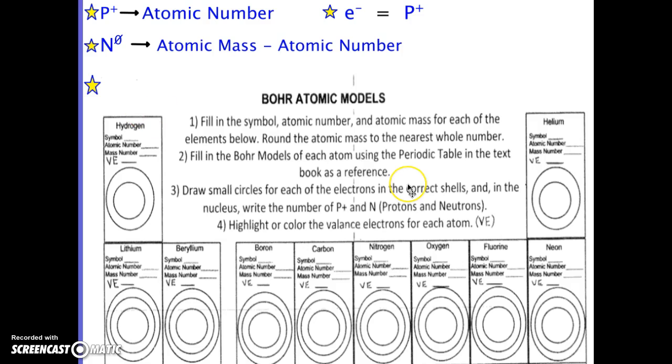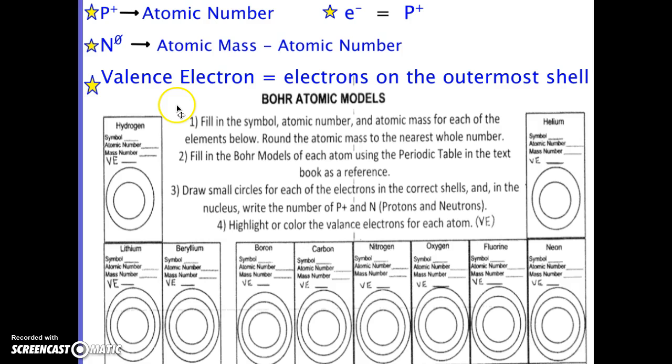Now, something new that you need to know for these notes is a new term called valence electrons. Write this down and highlight it somewhere around the Bohr model worksheet, at the top, bottom, side, wherever you have space. A valence electron is an electron that is on the outermost shell of the atom. Highlight that. This is going to be important for you because today you're going to fill in the symbol, atomic number, and atomic mass for each of the elements. If you have a decimal number, then you're going to round the atomic mass to the nearest whole number.